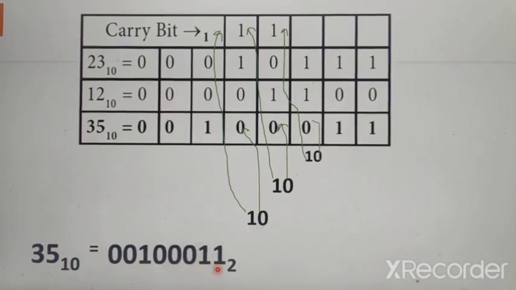Dear children, in this video we have seen addition of two binary numbers. If the binary numbers are given, you can directly add them and write the result. Suppose the numbers are given in decimal, first you have to convert the decimal numbers into their equivalent binary numbers. Then you have to add and write the result.